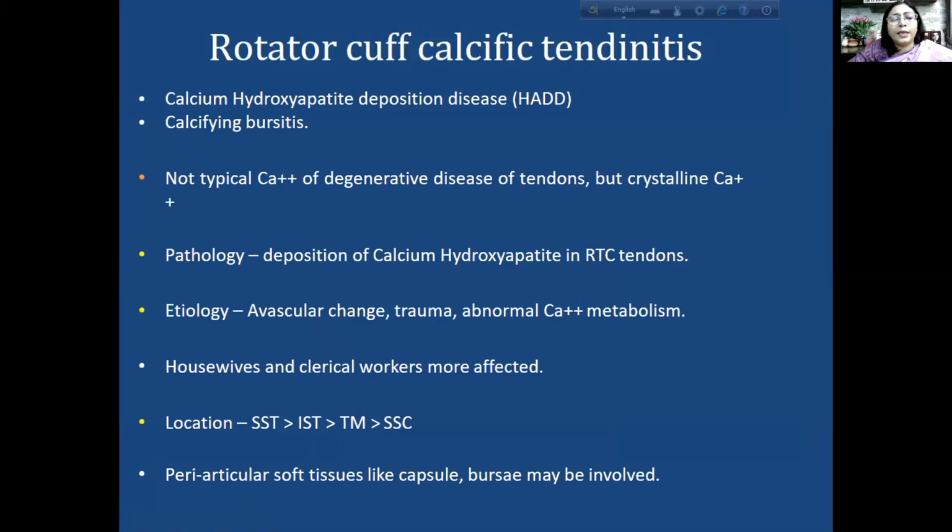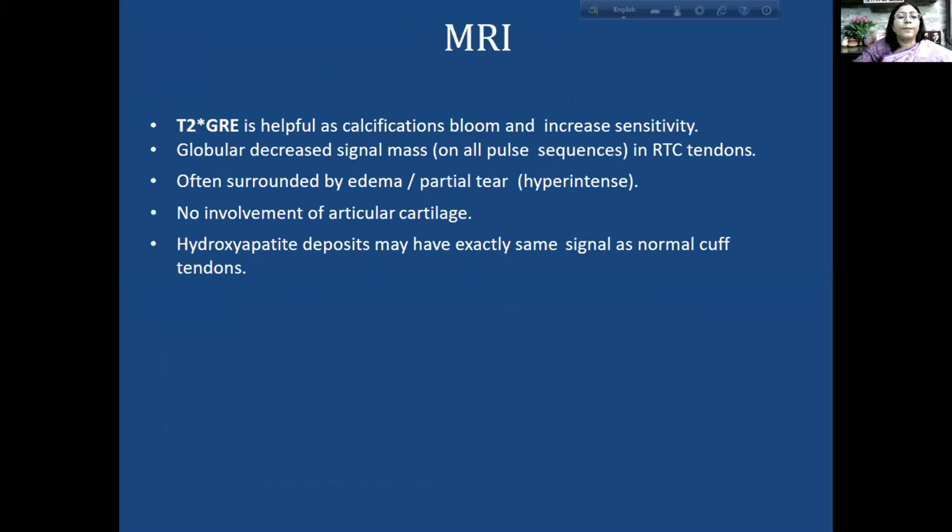And sometimes, rather than tendon degeneration, there is deposition of calcium hydroxyapatite in the rotator cuff tendons due to avascular change or trauma or abnormal calcium metabolism, which is more seen in the supraspinatus tendon than other tendons, and associated with involvement of soft tissue like capsule or bursa, which appears as hypointense signal in all sequences, and we look at the T2 GRE image as this calcification appears there with a blooming effect.